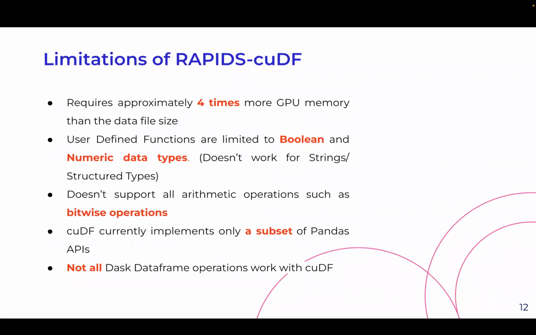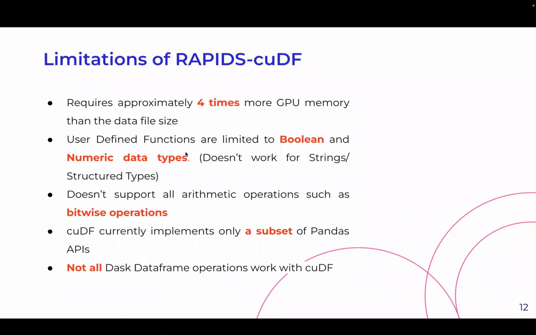Some of the limitations of RAPIDS cuDF: it requires approximately 4 times more GPU memory than the data file size. This was a limitation almost a year ago, and even now I don't think it has been addressed properly. When I was benchmarking the custom data set as well, computations were taking more GPU memory than the data file size. So this is one of the limitations.